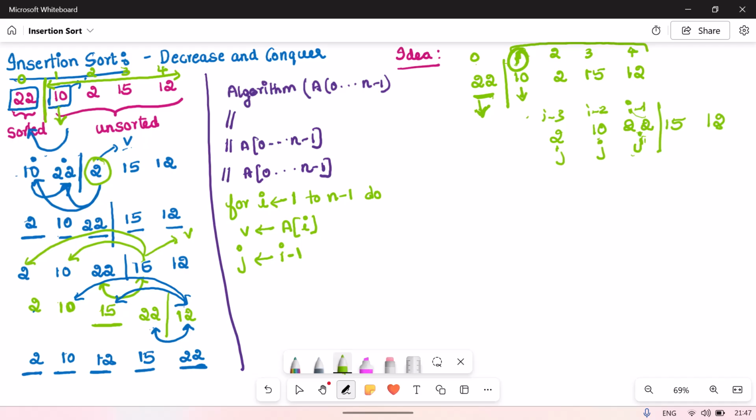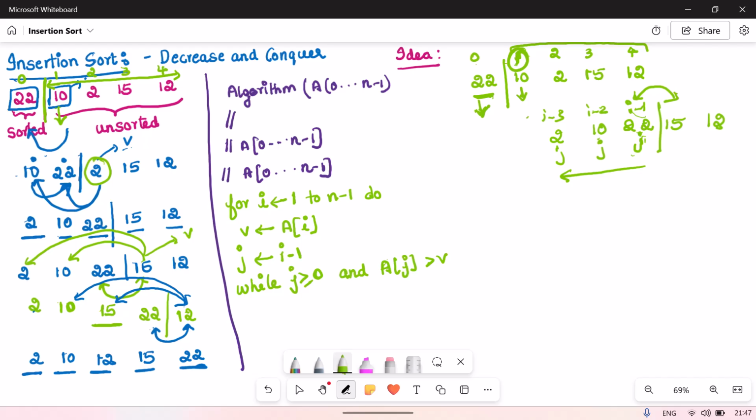Till where can you go? While you do the loop, this condition has to be checked. The J will move towards its left. So J can be only till the value greater than or equal to 0. And you are comparing the element of this with this, right? This element. So it is A of J if it is greater than V.